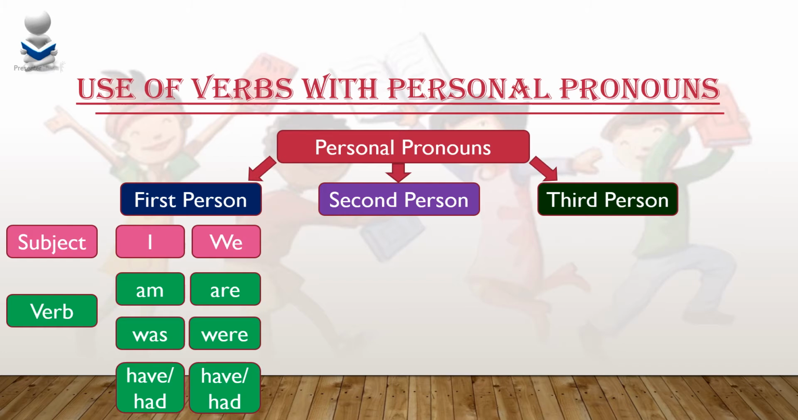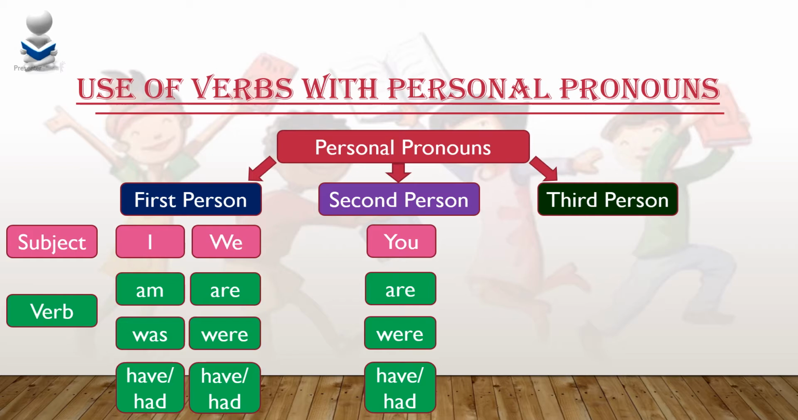Now second person. Second person is the person to whom we are talking. And the second person personal pronoun is only one, that is you. Always remember, second person means you. Now, what are the verbs that you can use with the second person personal pronoun? That means with you, in simple language, what are the verbs that you can use? If you're talking about something in the present, you will write are; past, were; have, and had. You are, you were, you have, and you had.